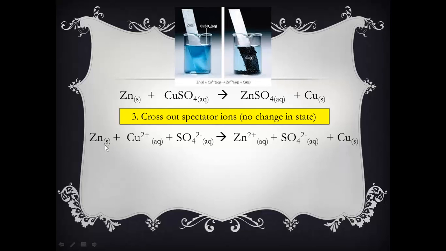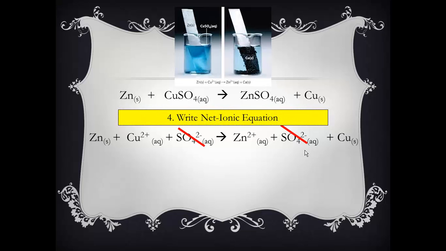3. Cross out the spectator ions. That means there's no change in state. So you go to each part. Zinc goes from solid to AQ, not a spectator. Copper goes from AQ to solid, not a spectator. Sulfate goes from AQ to AQ, that is a spectator. They get zapped. That wasn't really a good zap.